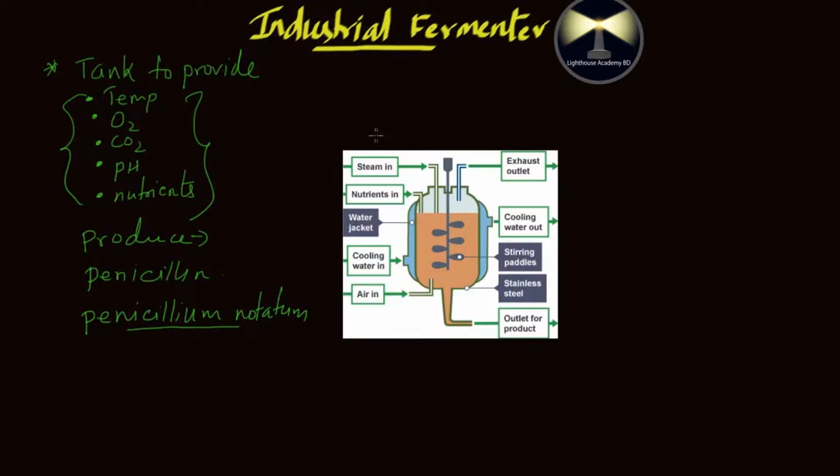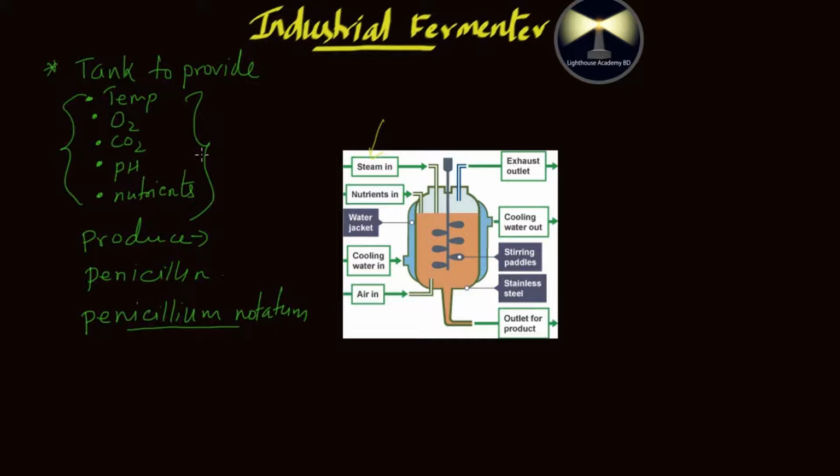An industrial fermenter has a steam inlet. What is this steam inlet used for? Before starting, in an industrial fermenter we perform a batch process. What do we mean by batch? A batch of thousands of Penicillium notatum is inserted into the industrial fermenter. Then they are nurtured and they produce penicillin. After their production, the whole batch is removed from the fermenter. Then a new batch has to be fed inside the fermenter.